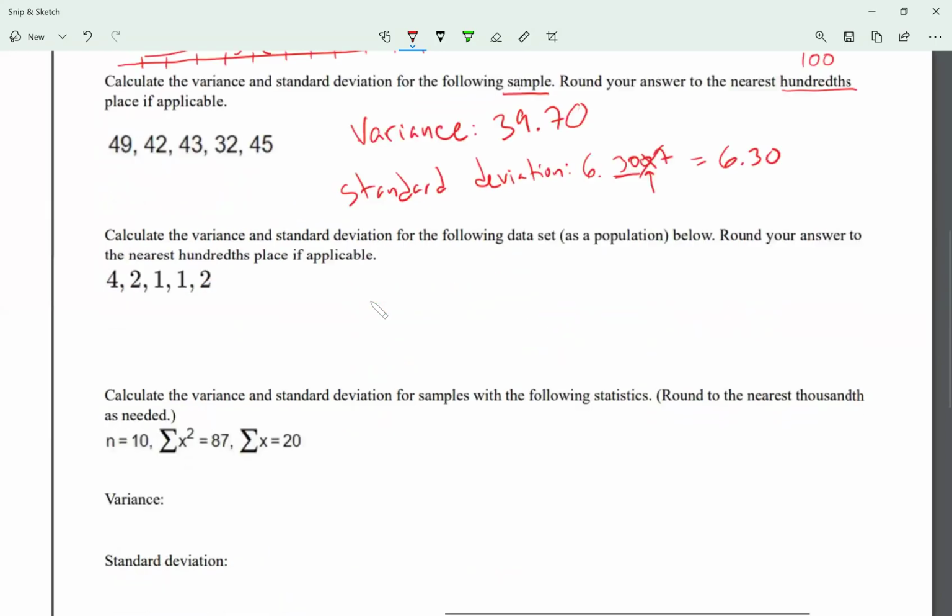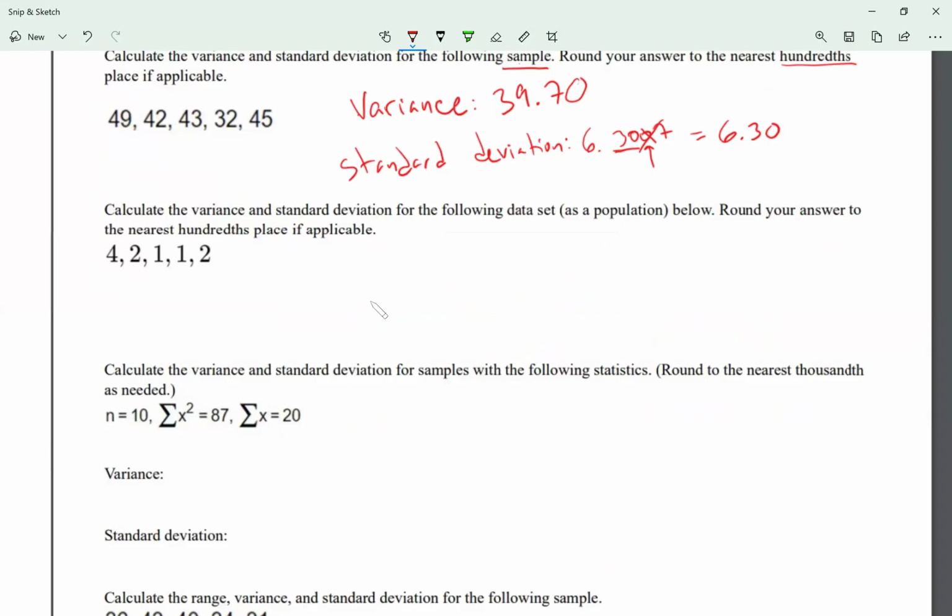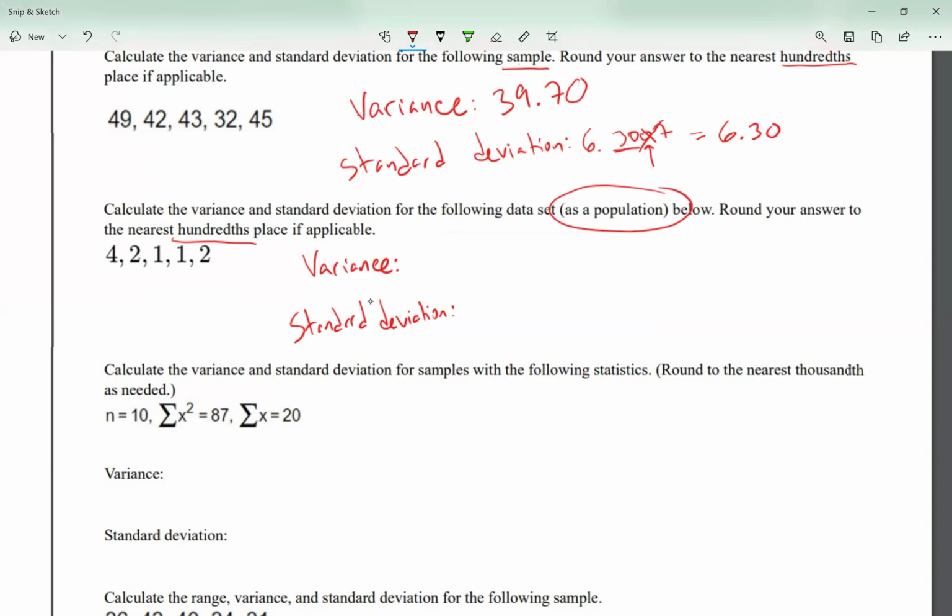Good. Now let's take a look at our next question. Calculate the variance and standard deviation. So I'm gonna do a pretty similar example. I have to find out the variance. I have to find out the standard deviation for the following data as a population. Okay, so I have to find it as a population, round to the nearest hundredth, so two decimal places, if applicable.